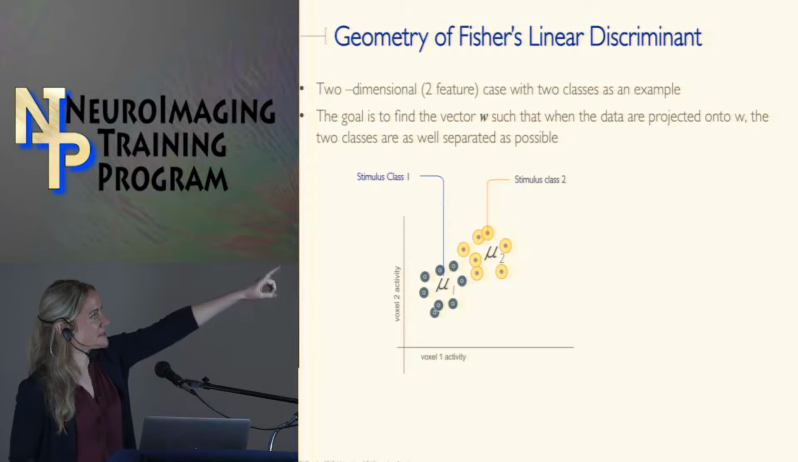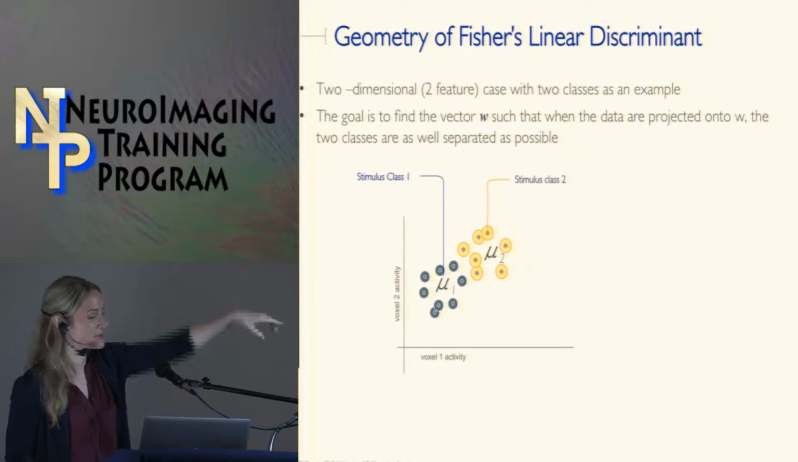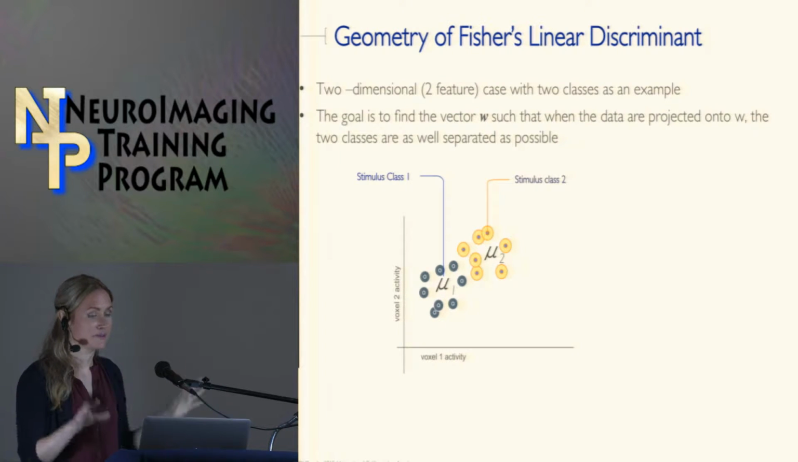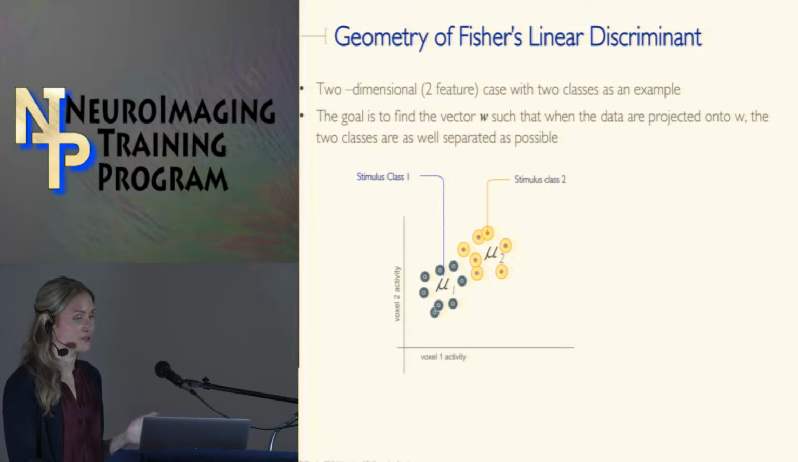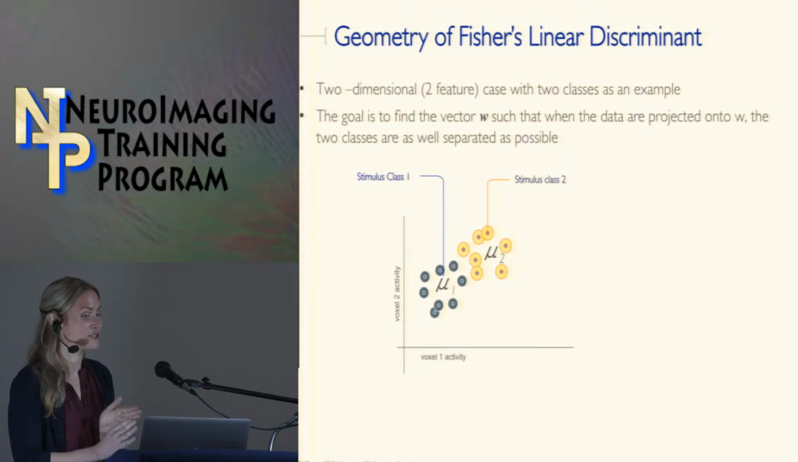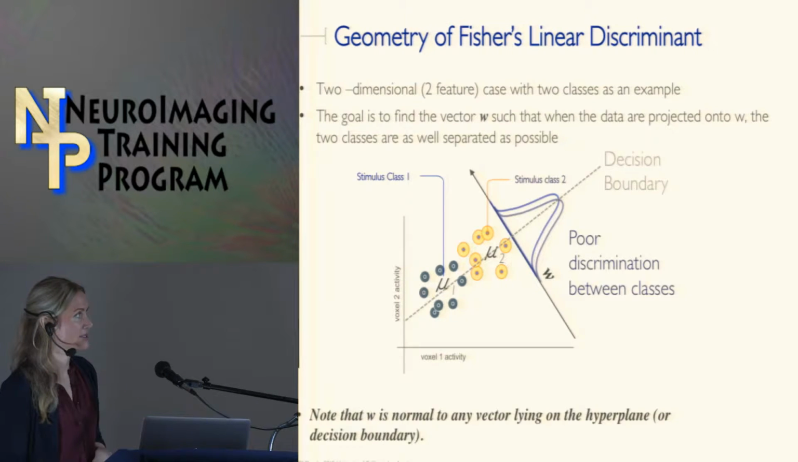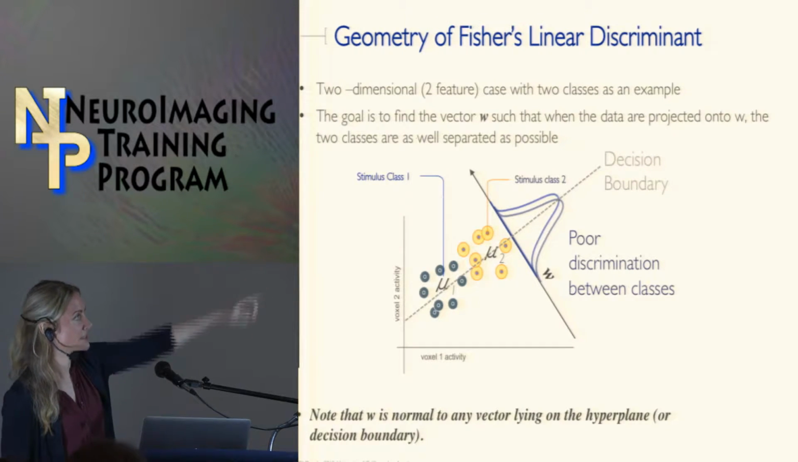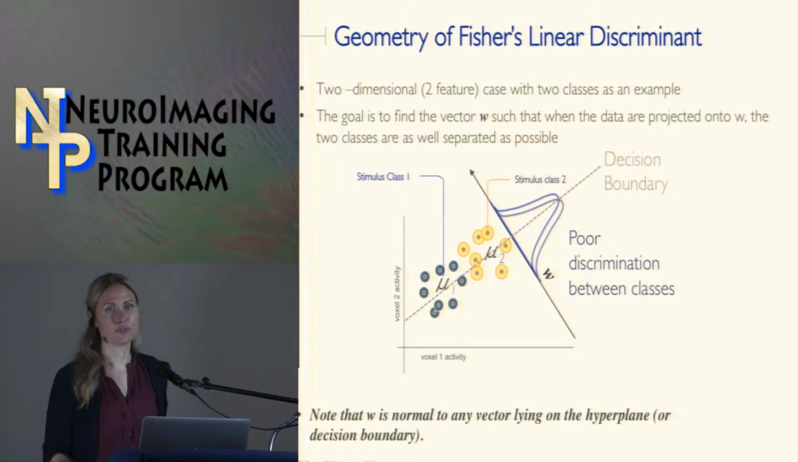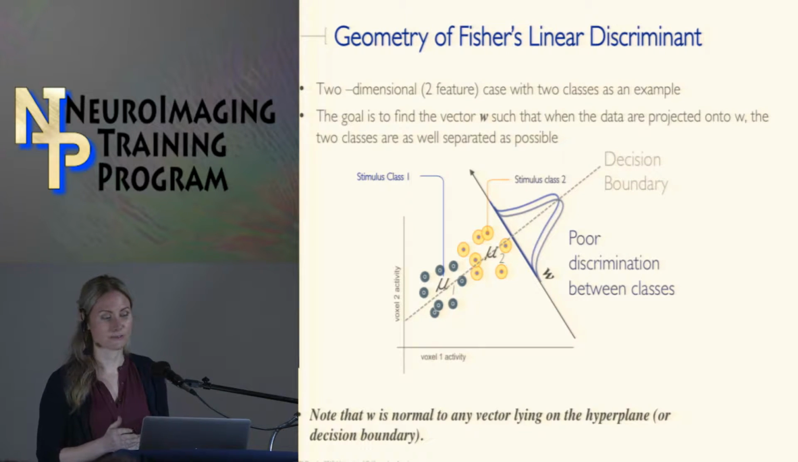In this case, we have stimulus class 1 and stimulus class 2. Each has its own distinctive mean, and we're trying to find the weight vector as well as the threshold such that when the data are projected onto that weight vector, the data can be maximally separated. Here's an example of a very poor choice of a decision boundary as well as a W vector. If we choose this W vector, when the data are projected, you really can't get much class discrimination.